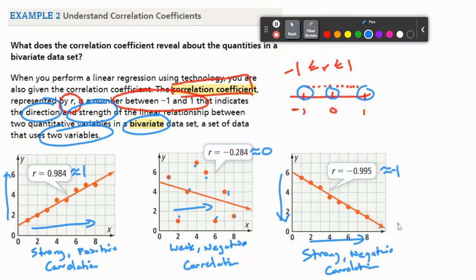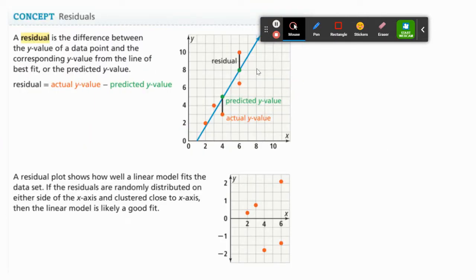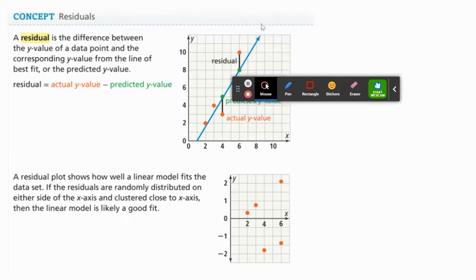There's actually a technique for calculating the correlation coefficient. We're not going to do that in this class. That's definitely something an AP Stats class might do. But we're going to talk about how they determine these correlation coefficients and your lines of best fit. We're going to do that on the next slide, talking about what are called residuals. And this is just a talking point.